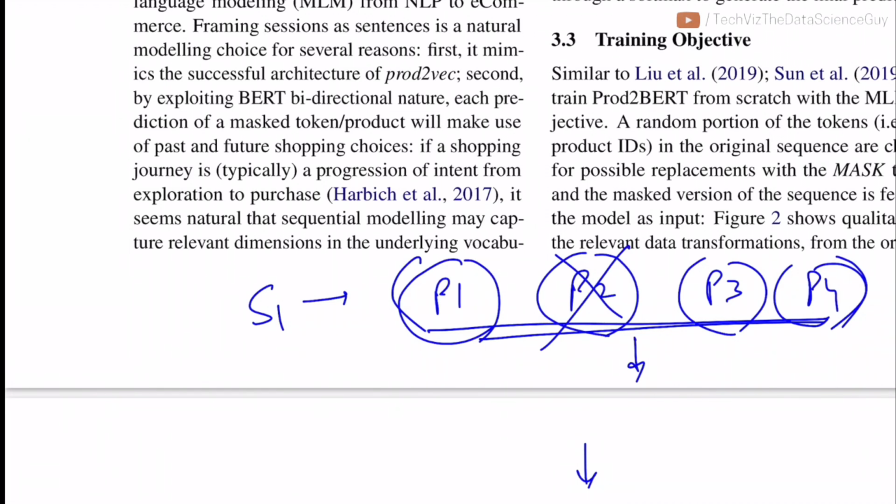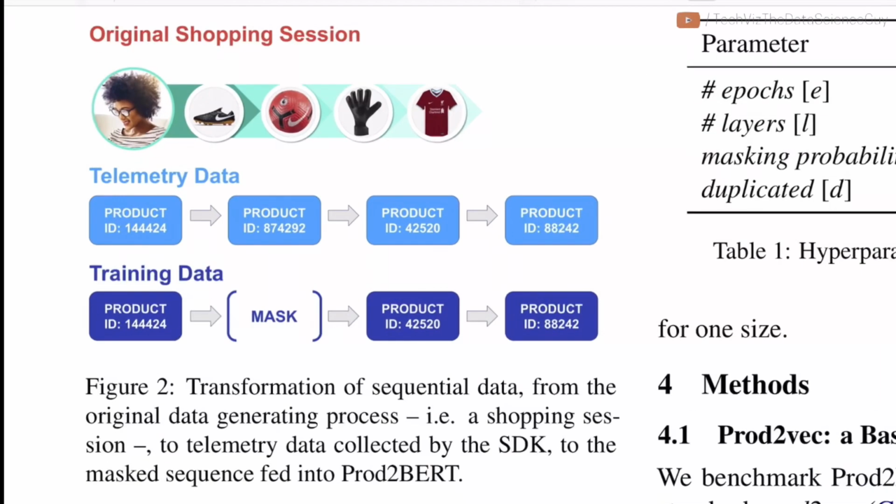So that way you also capture the sentence level diversity in terms of the masked token. If you see this figure again, let's say the first thing that you search for is the boots, then football, then gloves, and then jersey. So this is what they call telemetry data. These are the products that you had gone through.